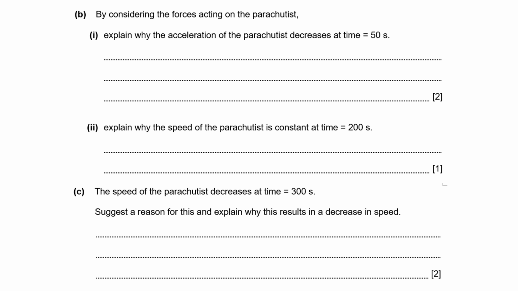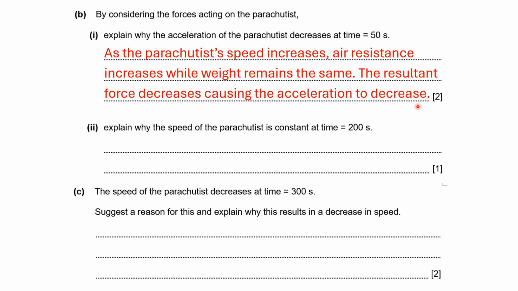Moving on to the remainder of the question, explain why the acceleration of the parachutist decreases at time equals 50 seconds. If you see here, we've got 2 marks, therefore there need to be 2 very clear points. Our first point is that as the parachutist's speed increases, the air resistance increases while the weight remains the same. Very simple answer, but the distinction has to be made between the speed and the acceleration. Someone can still be increasing in speed but decreasing in acceleration.